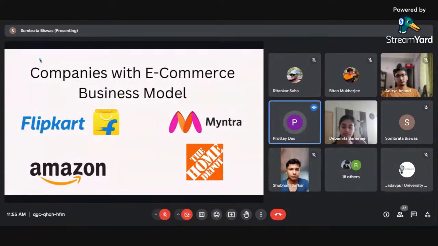Actually, I had a question. When we are talking about e-commerce businesses, we can see that, not even recently, but from previous years, people are reselling products. So does it fall under C2C models?